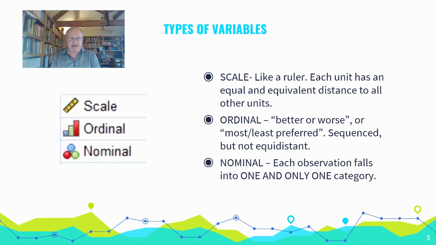Okay, the next one is ordinal. An ordinal means that things are ordered. So better or worse, least or most preferred. So I could say to a learner, which kinds of tasks do you prefer the most? And they could sequence them, the things they like doing most and the things they like doing least. So there is a sequence.